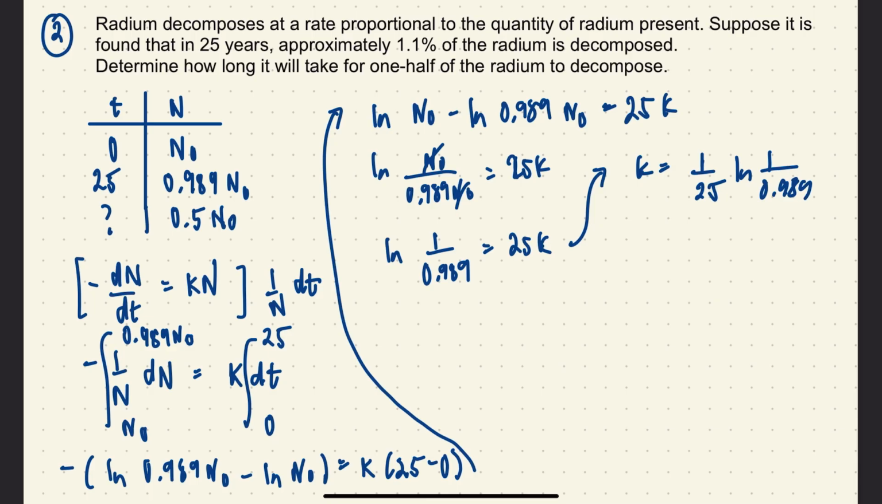Putting this into the equation, we can have another definite integral, this time from N0 to 0.5 N0. So that's 1 over n dn is equal to k. We know the value of your k already. From 0, and then we're looking for the time. Let's just put x in this case.